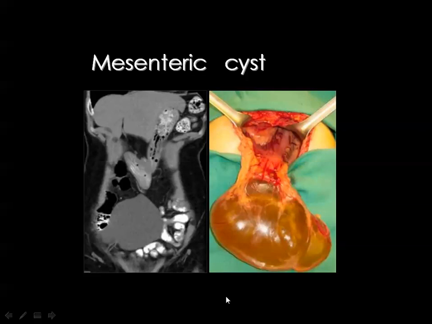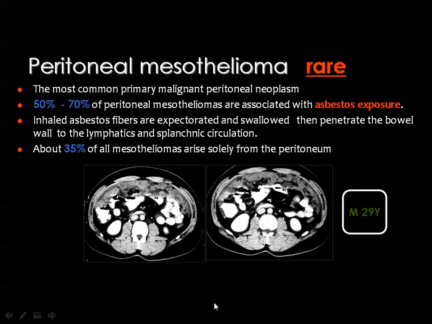And this is an example of a cystic lesion in the peritoneum or in the mesentery, fluid filled with no internal septation. Then the diagnosis is a mesenteric cyst. And you should know the differential diagnosis as I have mentioned.